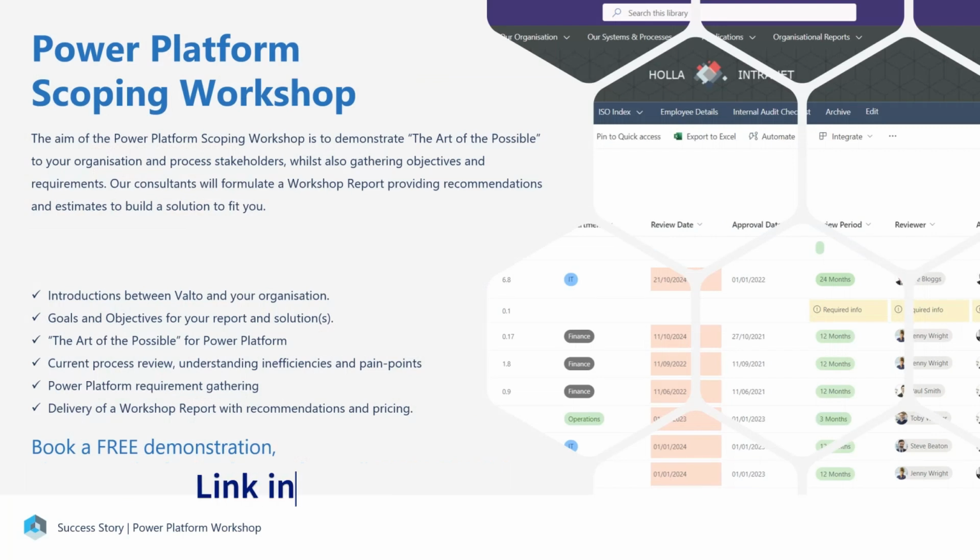So we engaged with the organization by delivering a Power Platform scoping workshop. Within this scoping workshop, we delivered them the art of the possible and live demonstrations. We understood their existing pain points and their existing ways of working. And we also worked through engineering their requirements so that we could provide them a workshop report that defined the cost of the solution moving forward.